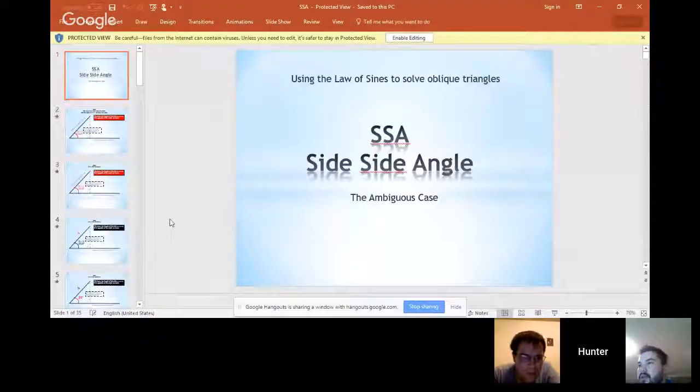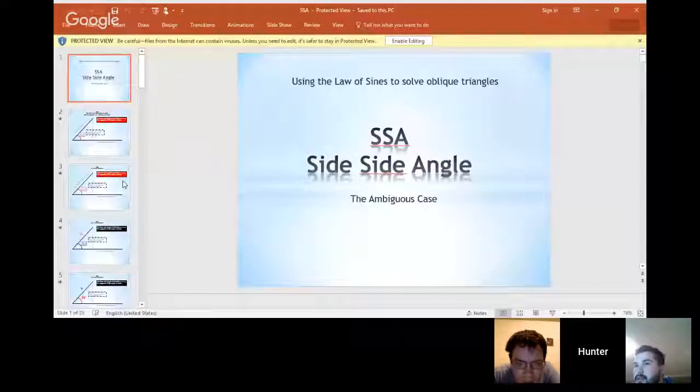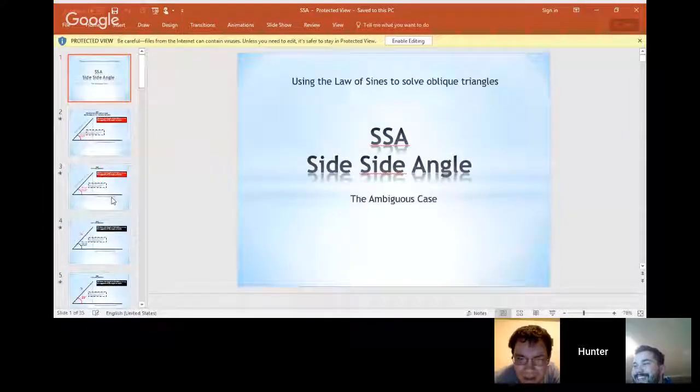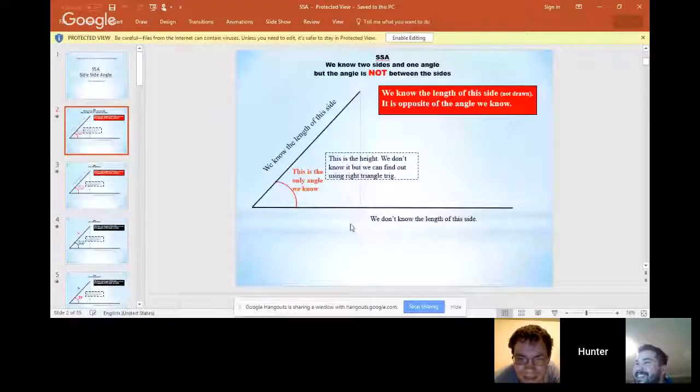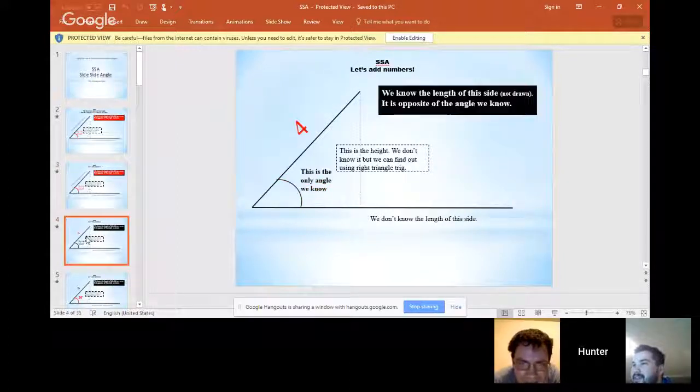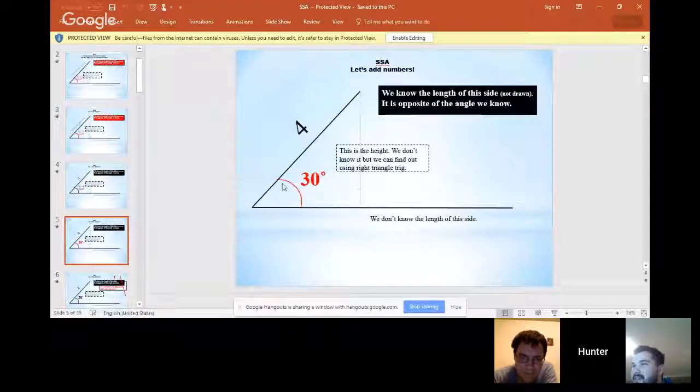Cool. The ambiguous case. Okay, next slide. Class is in session. SSA, side side angle. It's angle side. We know the length of this side. We don't know the length of this side, but we know the angle. Does this make sense? Yes. Let's add numbers. That's a 4 right there. Yeah, 30 degrees. Cool.